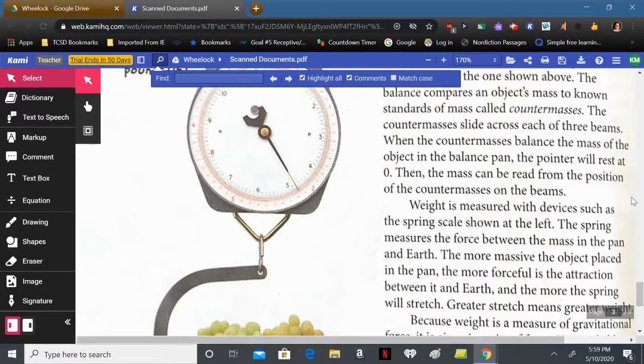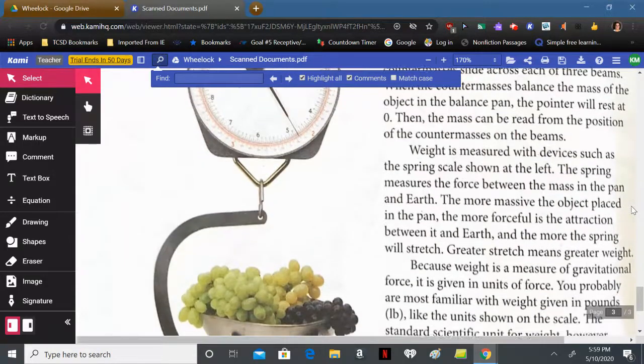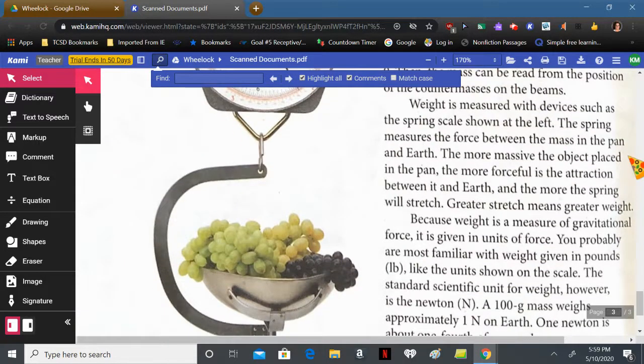Weight is measured with devices such as the spring scale shown at the left. The spring measures the force between the mass in the pan and Earth. The more mass of the object placed in the pan, the more forceful is the attraction between it and Earth, and the more the spring will stretch. Greater stretch means greater weight.